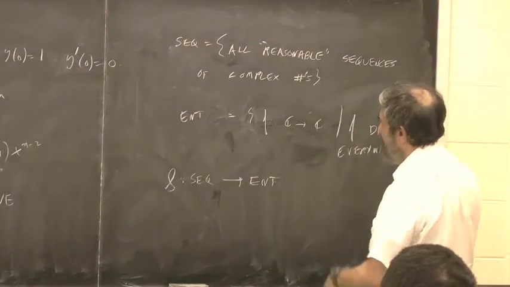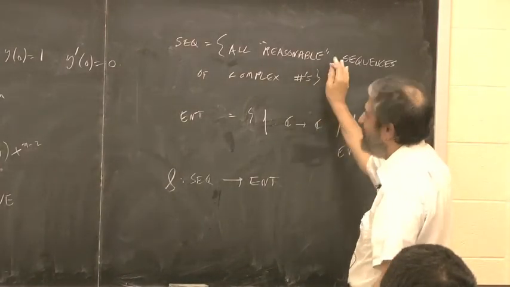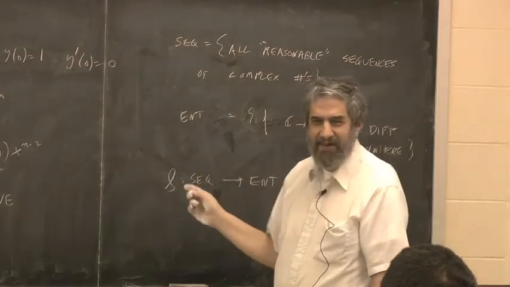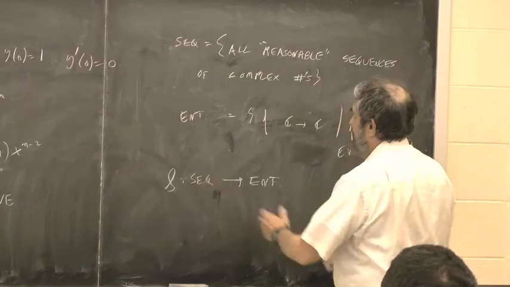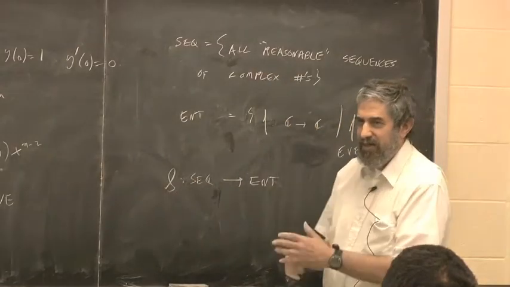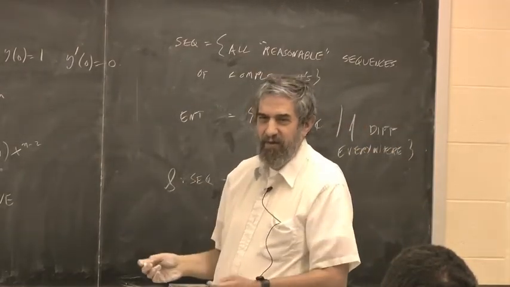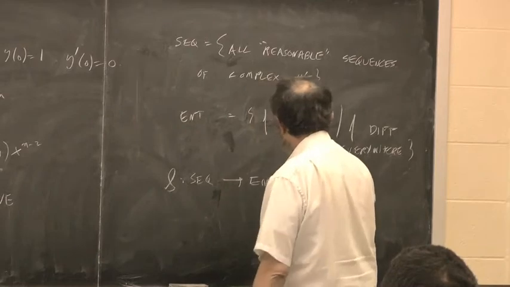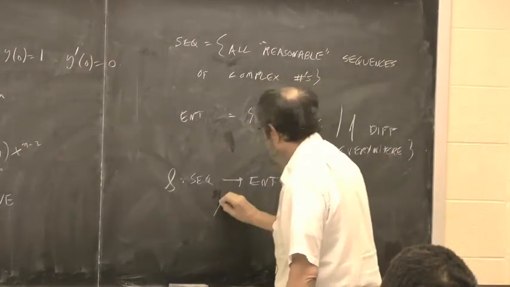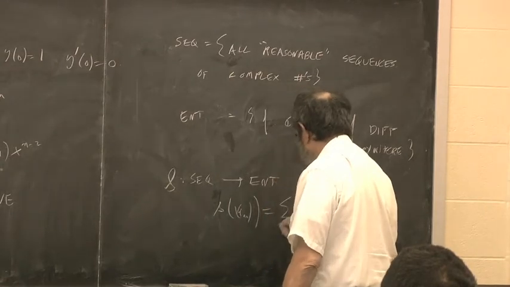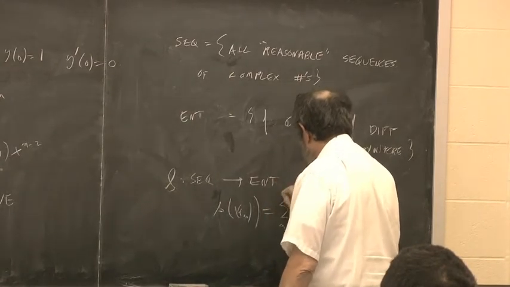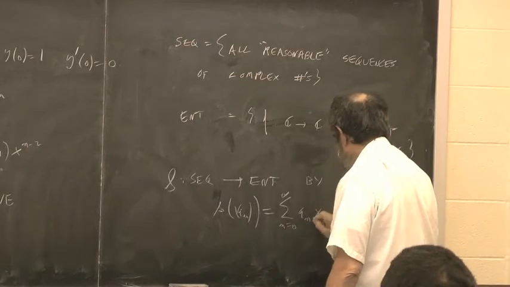Well, at least the reasonable ones. It goes from the sequences to entire functions by what? I basically start with this sequence and use it as the coefficients for my power series. So S of some sequence a sub n is just the series from n equals 0 to infinity of a sub n x to the n.